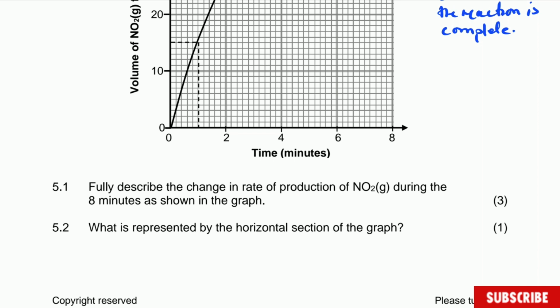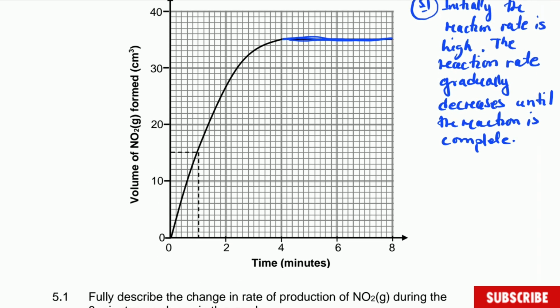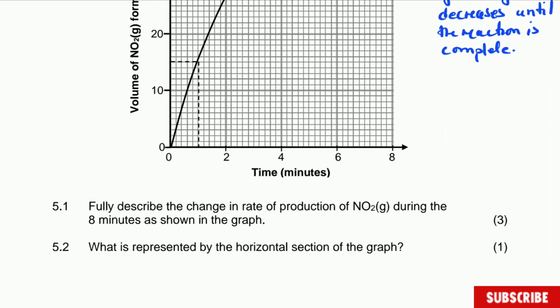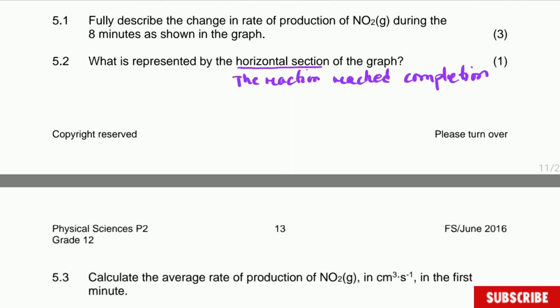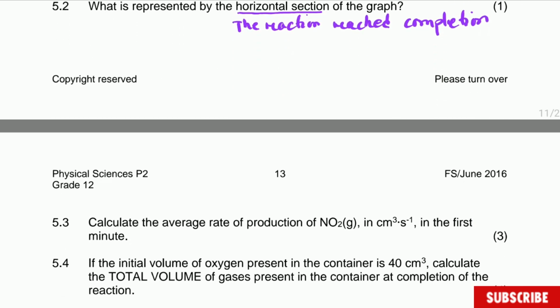What is represented by the horizontal section of the graph? We already mentioned that it represents that the reaction is done. The reaction reached completion. So let's write it down right here. The reaction reached completion. That is that line. Let's go to question 5.3. Calculate the average rate of production of nitrogen dioxide in cubic centimeters per second in the first minute.